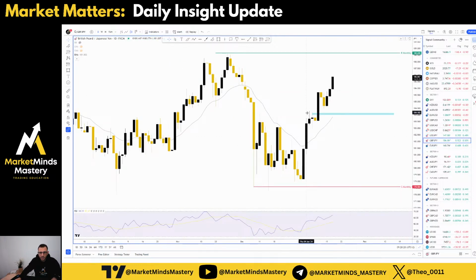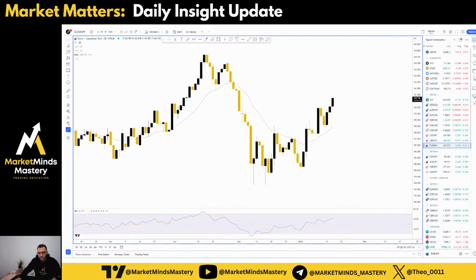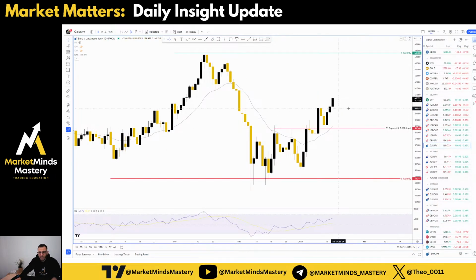Great British Pound JPY, the same. Market makes higher highs and higher lows all the way here. For traders trading intraday, every high on a daily chart, guys, is a good area of resistance to either take profit or to understand the room of opportunity.